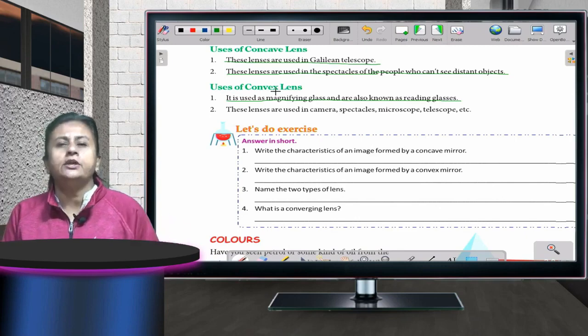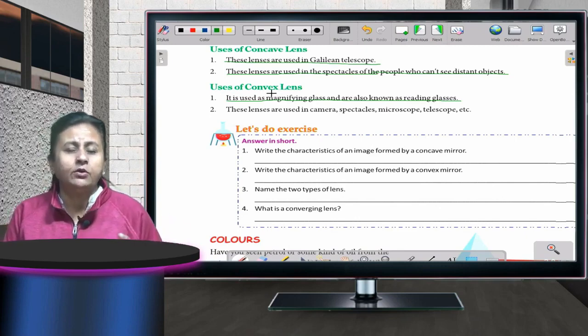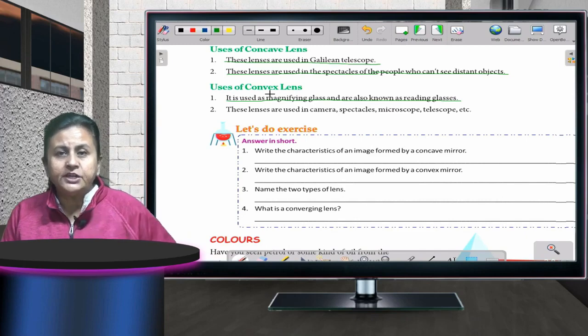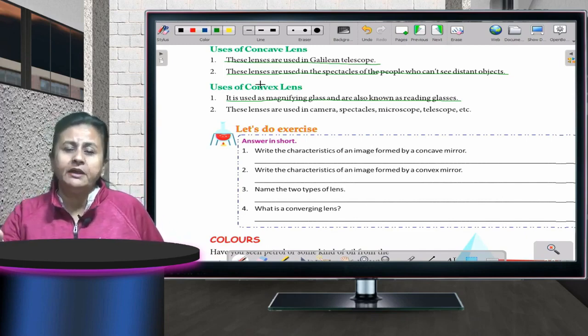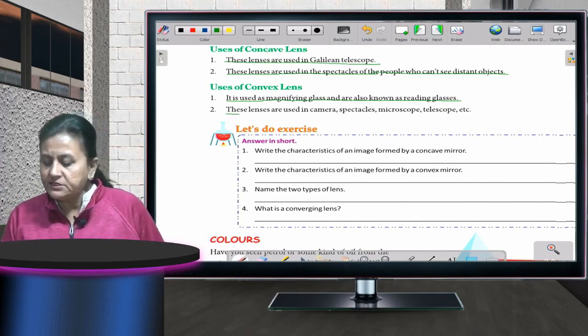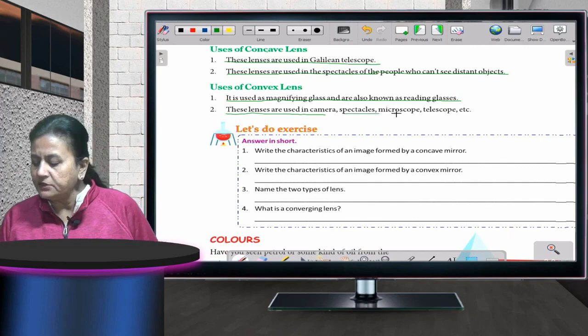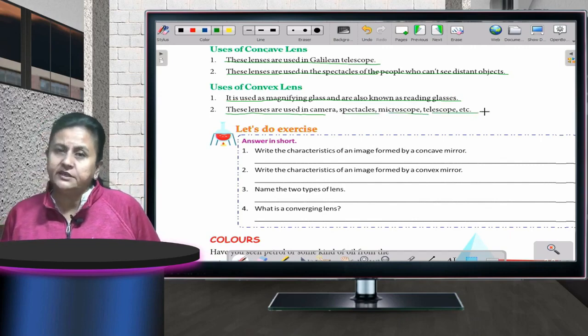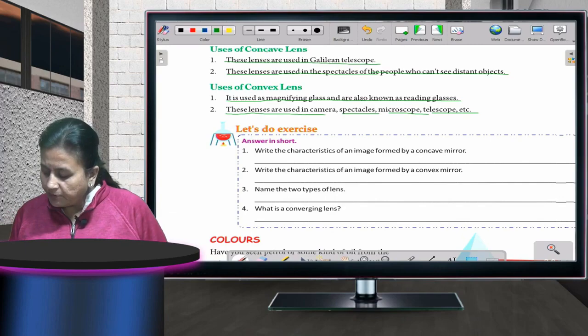In case we are not able to read small things, the things which are near to us, we are using a convex lens. But for seeing far off places, for the far sighted, we are using a concave lens. These lenses are used in cameras, spectacles, microscopes, telescopes, etc. Fine, children? Now we'll talk about colors.